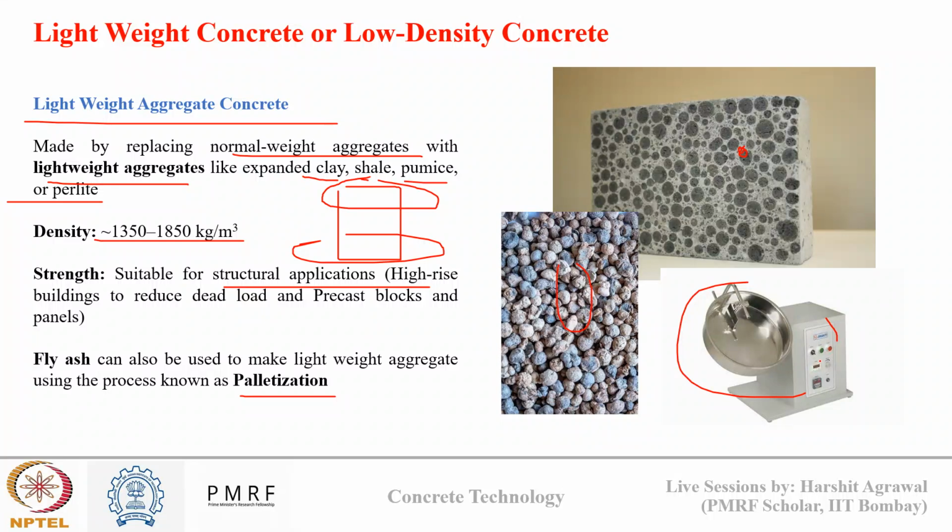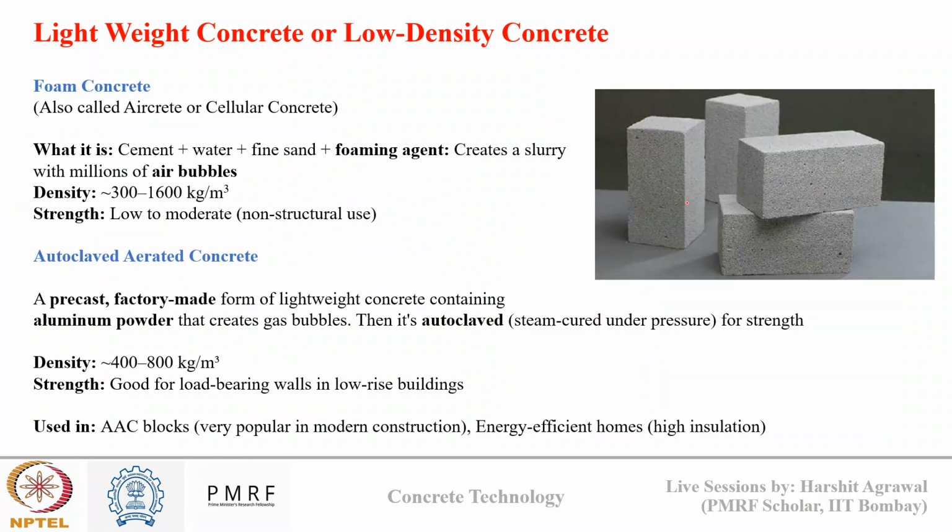So basically what we do, we pour fly ash in this tray, and we rotate this instrument at a particular angle and at a particular rpm, and we slowly add water to the fly ash. What water does is it agglomerates fly ash particles into circular balls. Once these circular balls are made, they are heated and dried to form the aggregates. Now once these aggregates are made, we make low density concrete out of them.